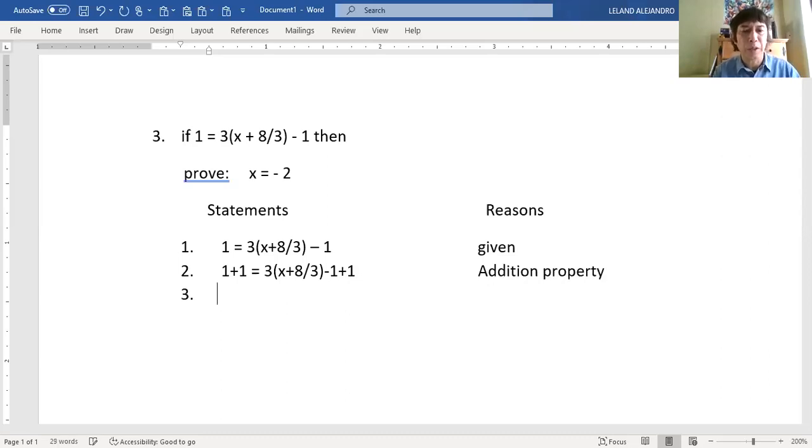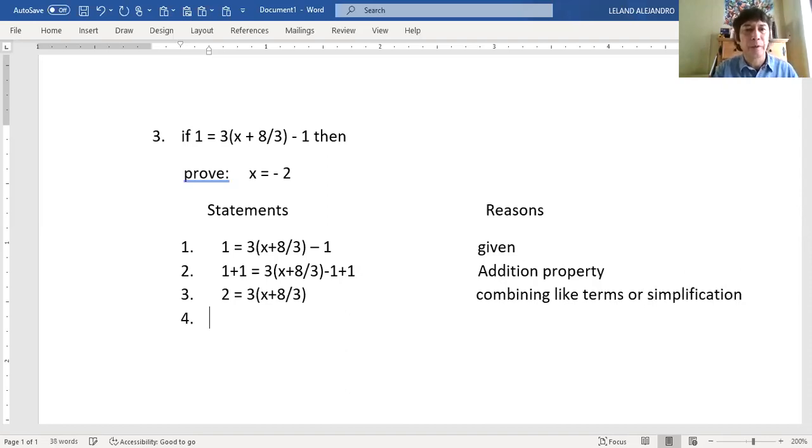And then this becomes, of course, 2 equals the same 3x plus 8 over 3. And that minus 1 plus 1 gives 0. And this is just by way of combining like terms, or simplification.